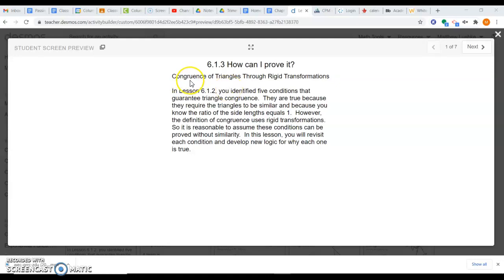All right, we did something similar to this when we were doing similarity. We said if we could get one triangle to land exactly on the other using rigid transformations and dilations, then they would be similar. By cutting out dilations, because dilation is not a rigid transformation, we can then use this same kind of idea for congruence.